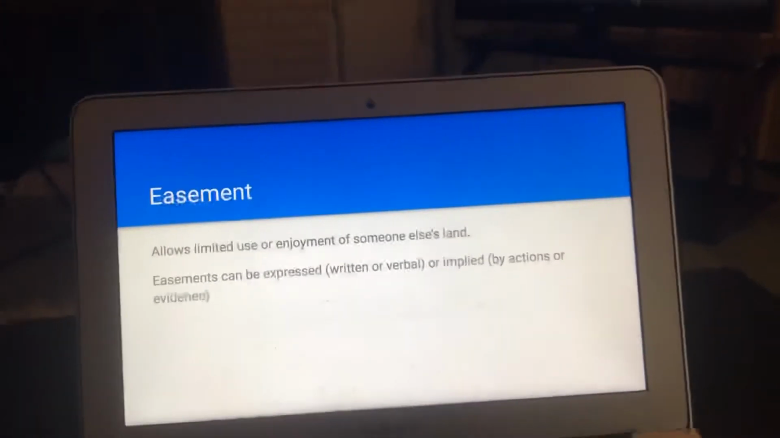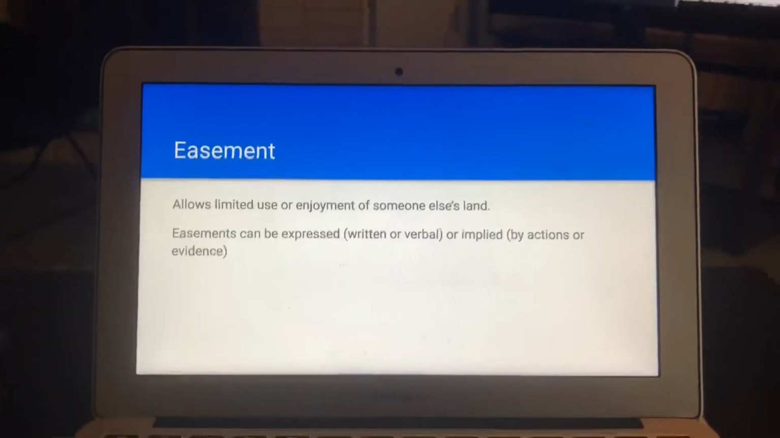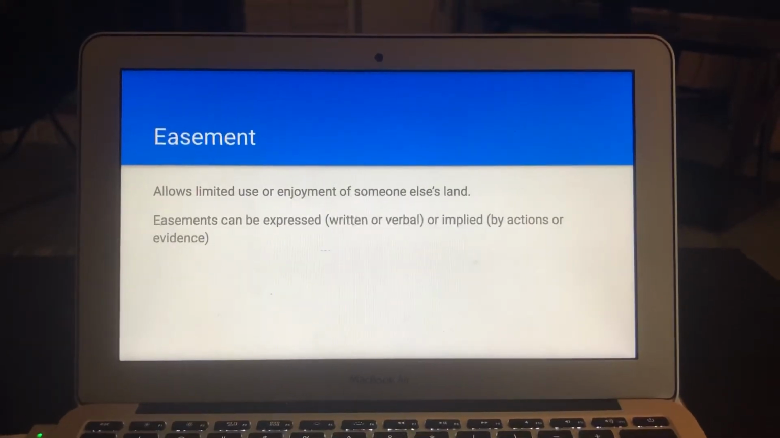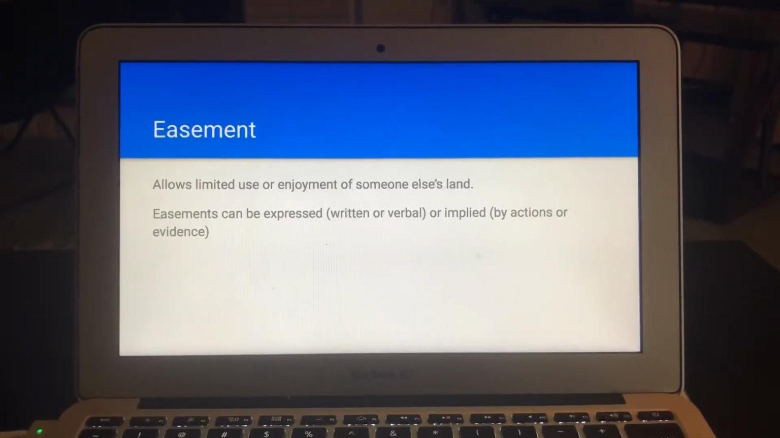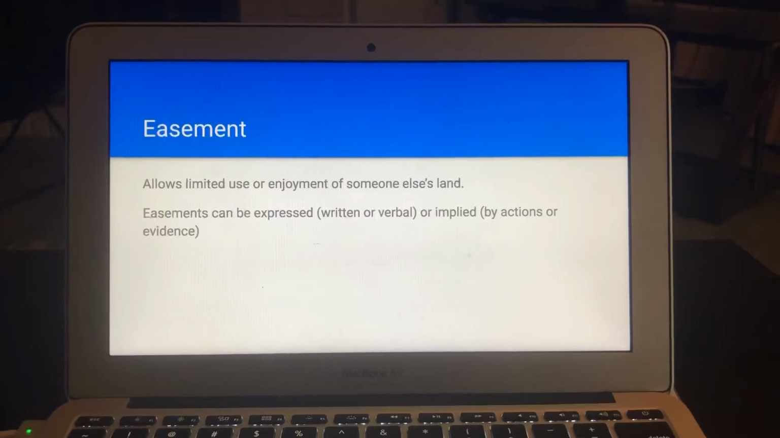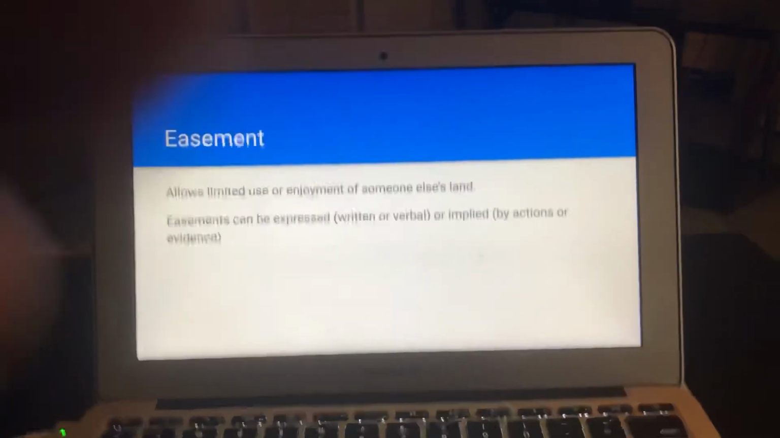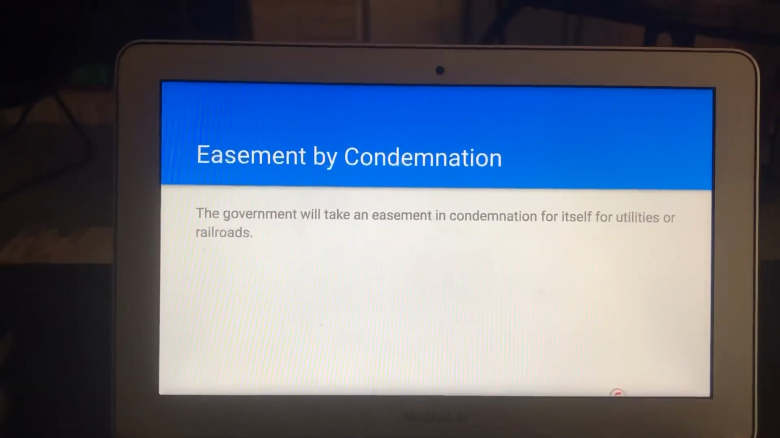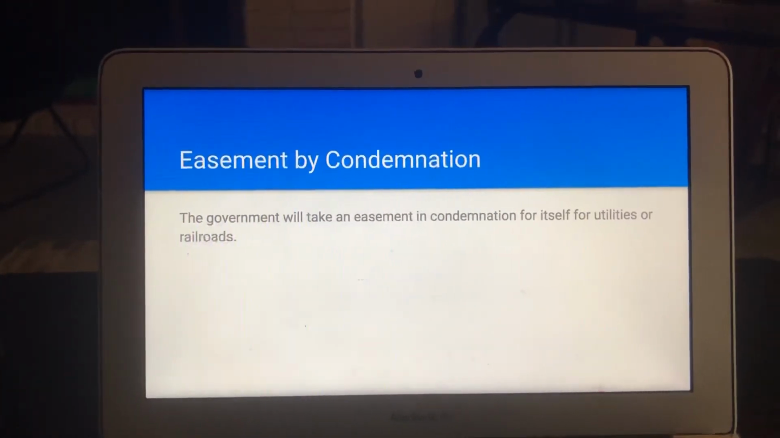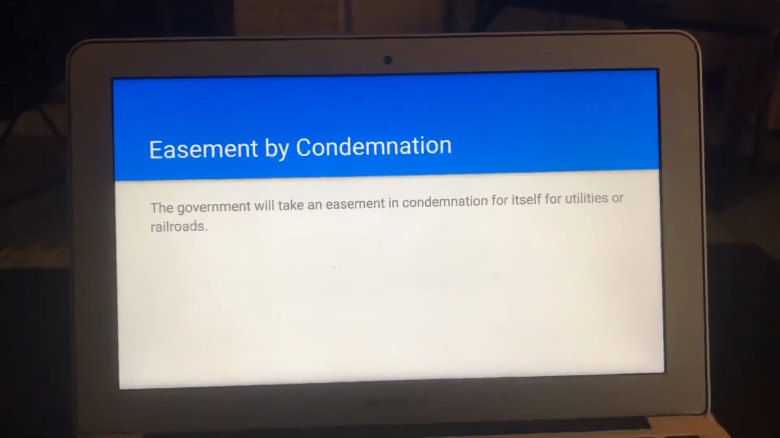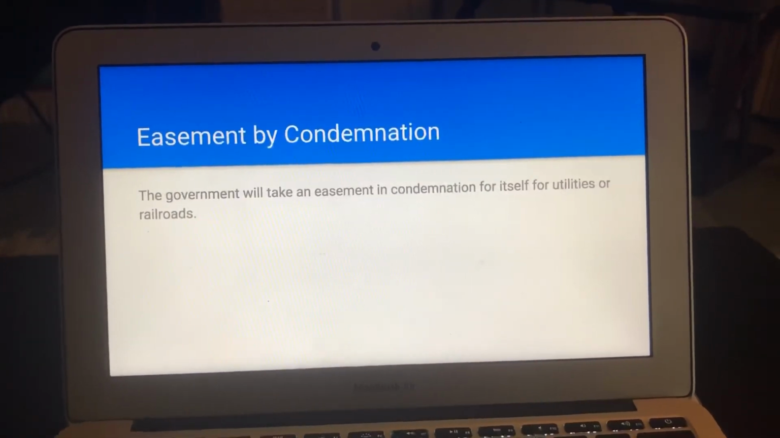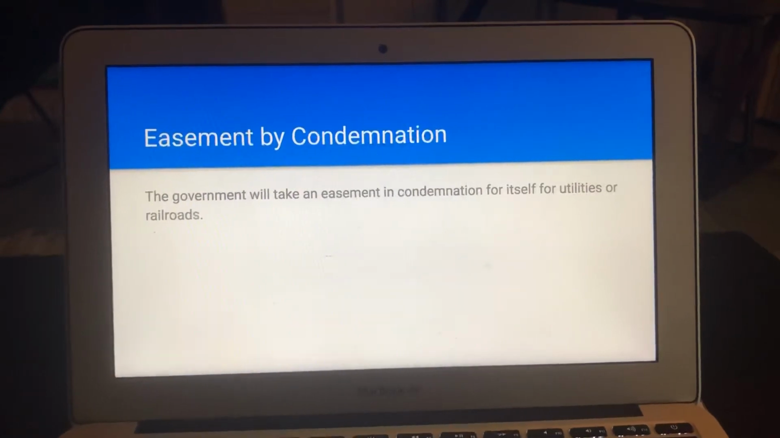An easement. An easement allows limited use or enjoyment of someone else's land. The easement can be expressed, written, or verbal, or implied just by their actions or evidence. Easement by condemnation. The government will take an easement in condemnation for itself or for utility or railroad companies.